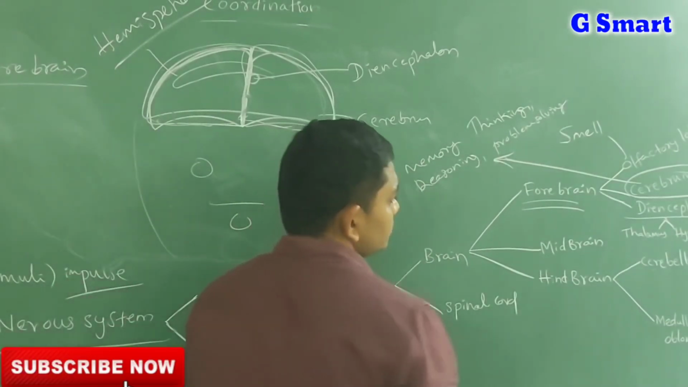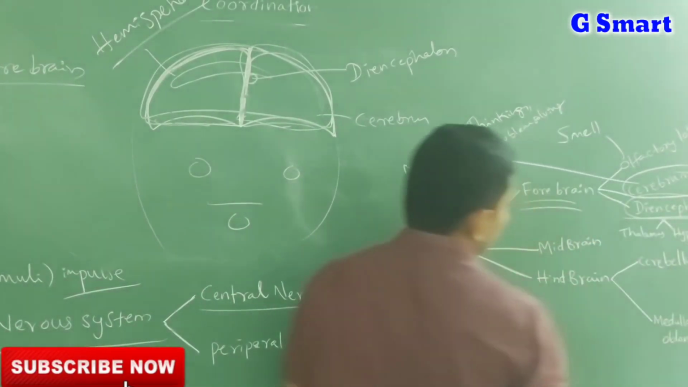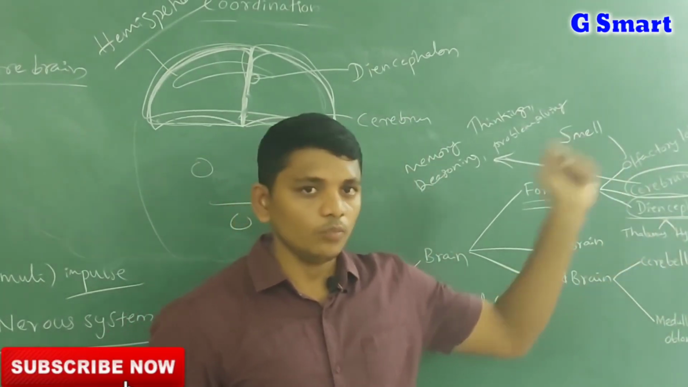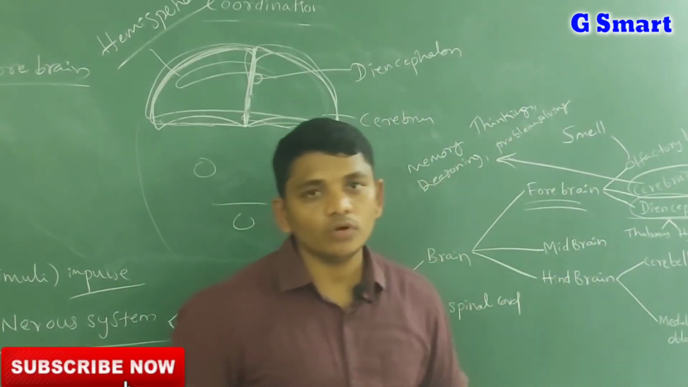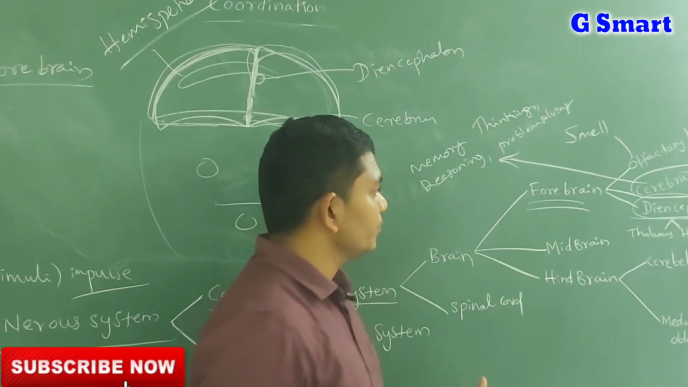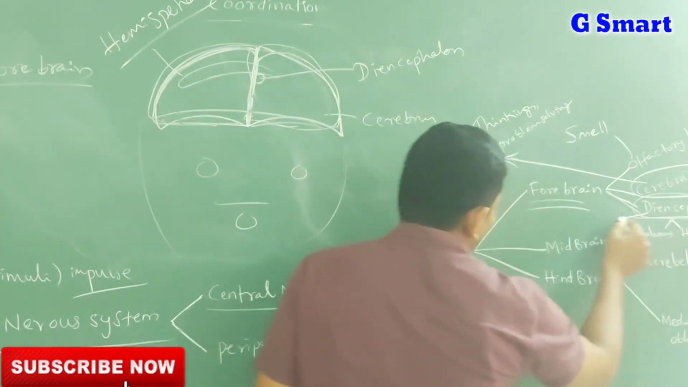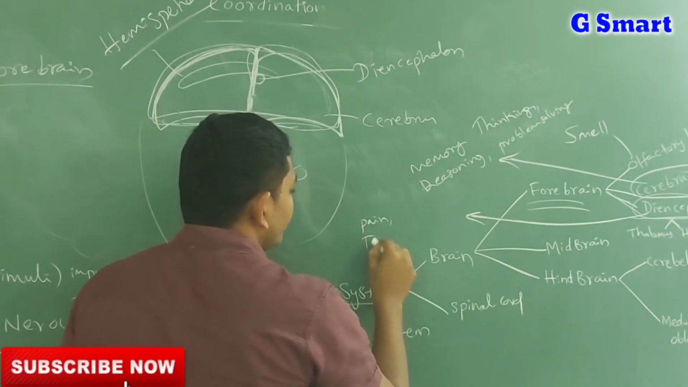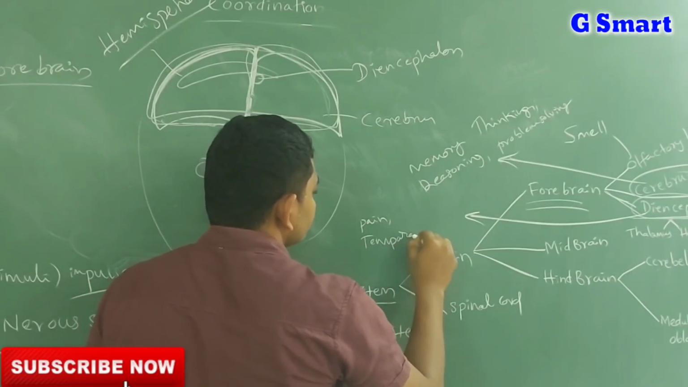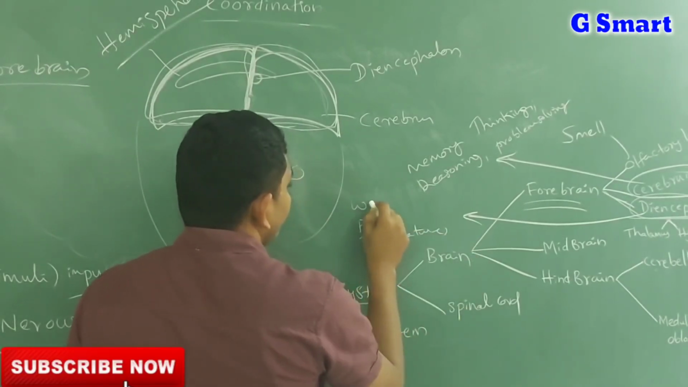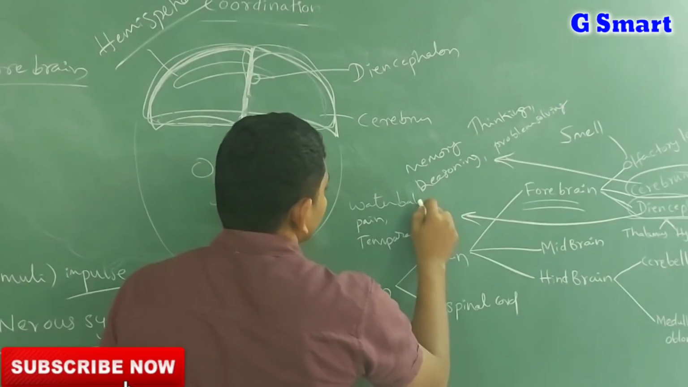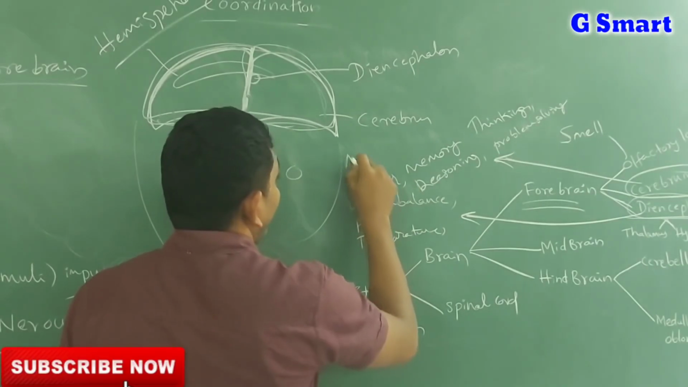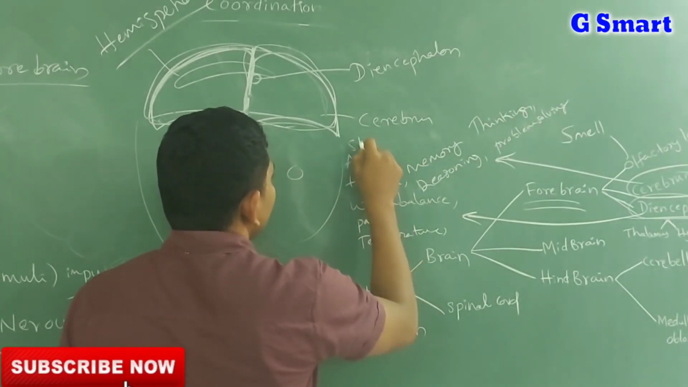Okay, and let us discuss the diencephalon. The diencephalon is classified into thalamus and hypothalamus. Hypothalamus belongs to the hormone system, right? Thalamus belongs only to the nervous system. Clear? So the diencephalon is responsible for pain, temperature, water balance, hunger, anger, and sleep.